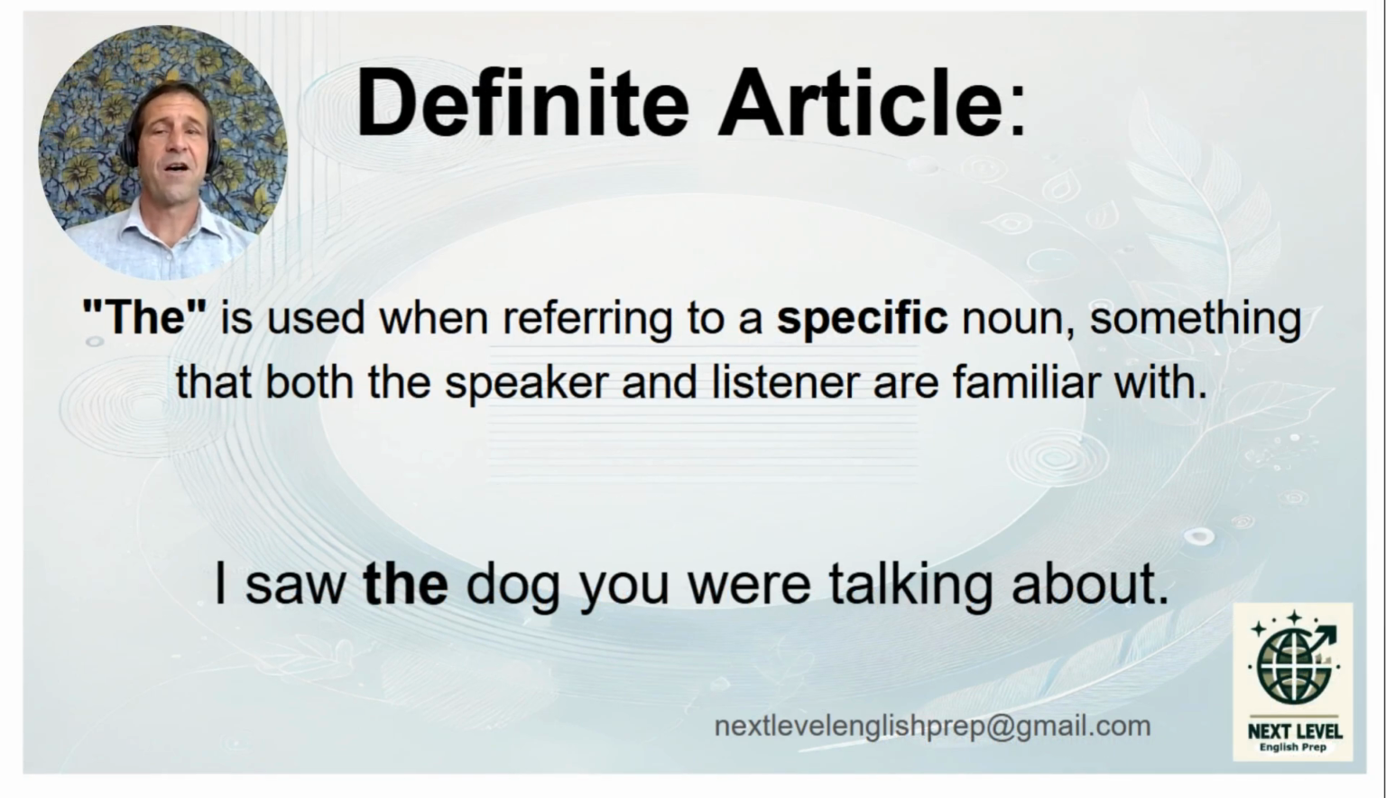We use the when we're talking about something specific, something that both the speaker and the listener already know about. For example, I saw the dog you were talking about. We're not talking about any random dog. We're talking about that specific dog.